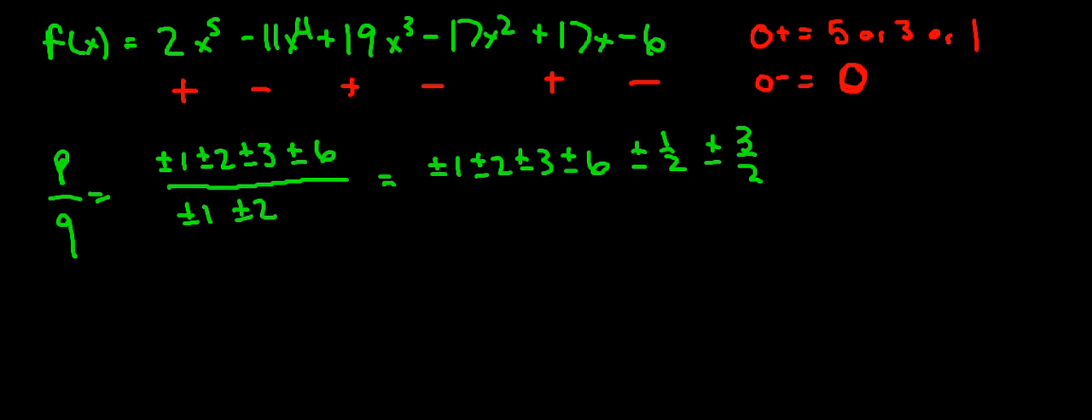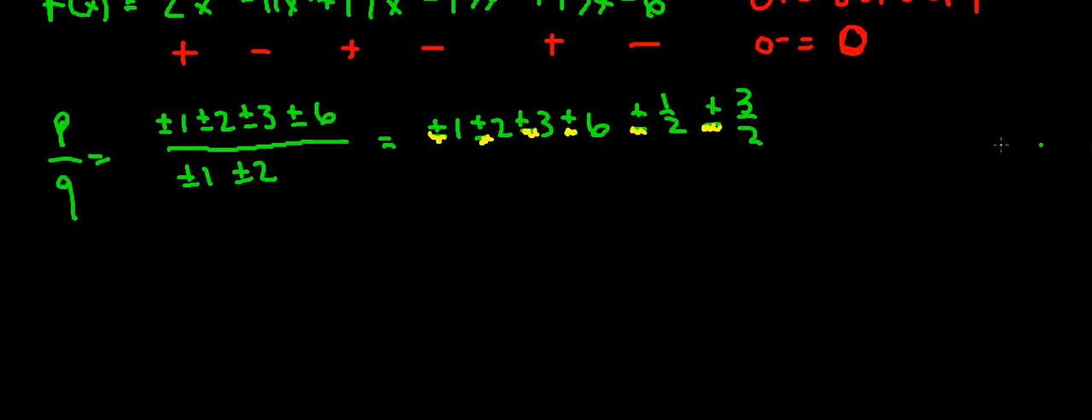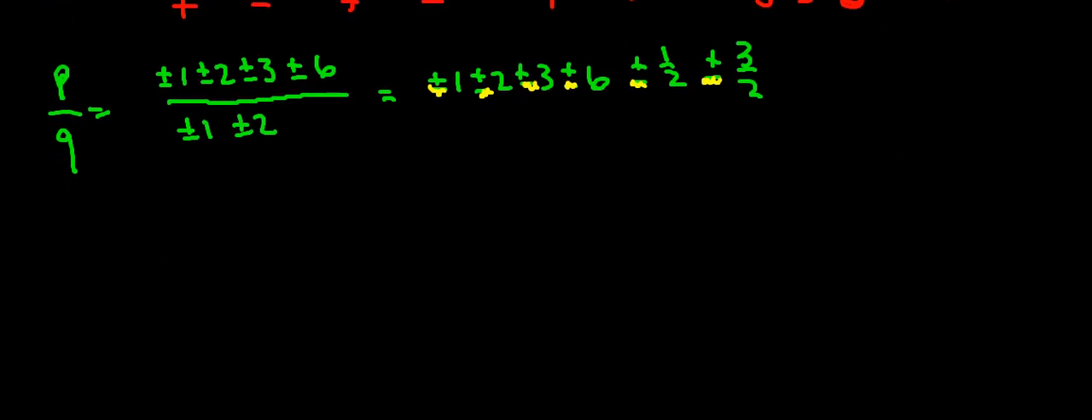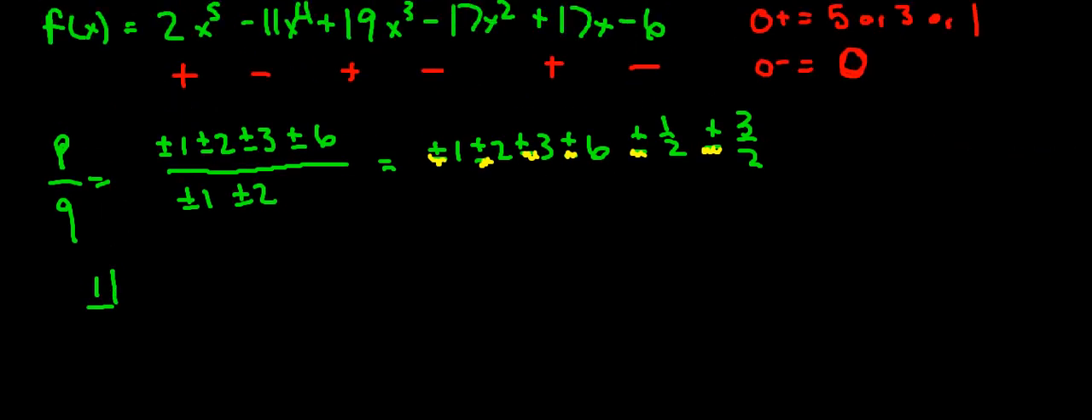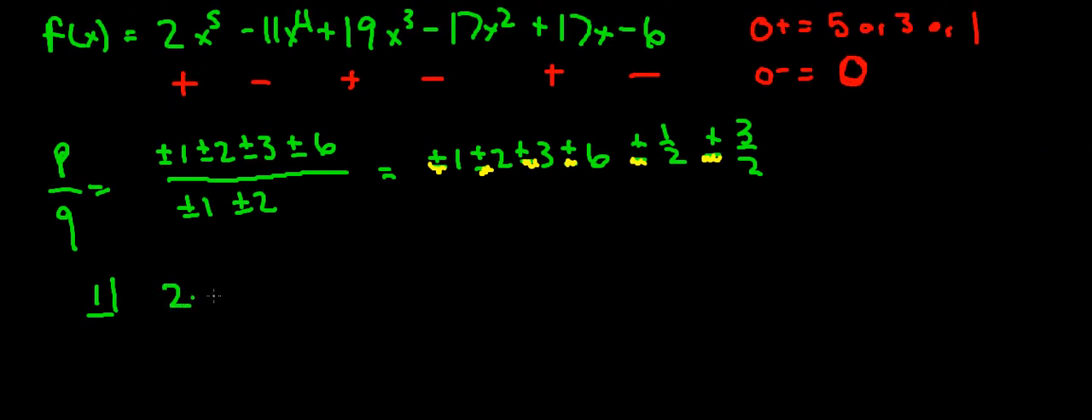And the good thing about this problem is that there are no negative zeros, so we don't have to test the minuses at all, because there are none. So at least we don't have to do that. But let's start testing these zeros then. We might as well just start at the beginning and then go out. So I have 1. And let me see what the coefficients are. We have 2, minus 11, 19, minus 17, positive 17, and minus 6.